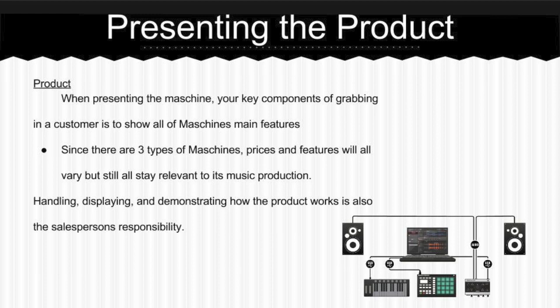Basically, when you present the machine, your key component in grabbing a potential customer is to show everything it has to offer. This will include a computer, whether it be a PC or Mac, and all things included when purchasing a machine, such as the software disk, USB cord, instruction manuals, and a lot more.